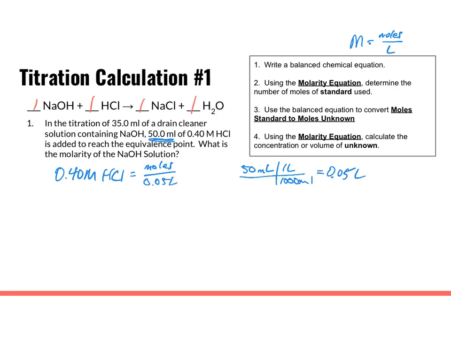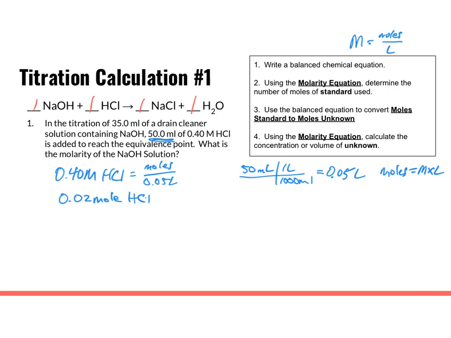Okay, so now I'm going to solve for moles. Now, if you remember from the molarity video, when we talked about this, the equation to solve for moles is going to be molarity times liters. So all I'm going to do is take this 0.4 times 0.05, and I get 0.02 moles of HCl.